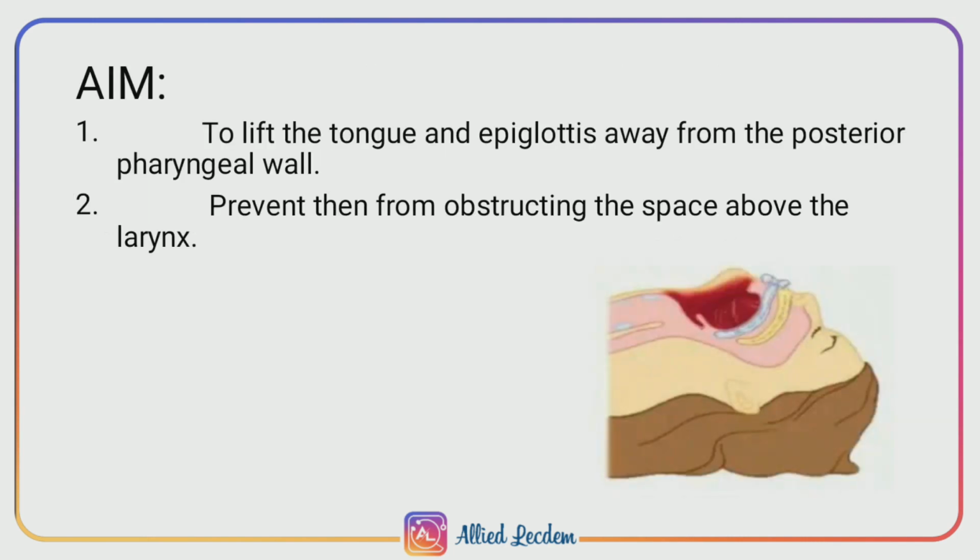What a Guedel airway normally does is that when a patient is anesthetized, the muscles relax normally, including the tongue. So the tongue falls back and blocks the airway. So what the Guedel airway does is it prevents the tongue from falling back and blocking the airway, which just means that it keeps the tongue in place.